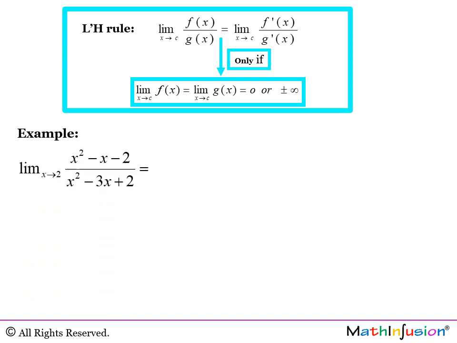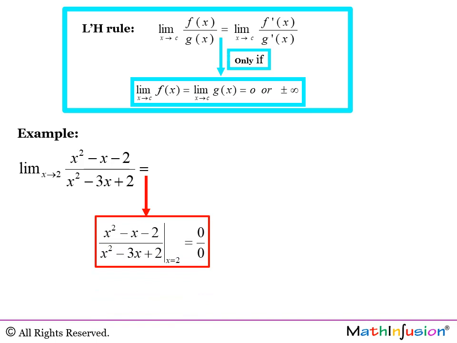Example. Let's find the limit of this rational function when x approaches 2. As usual, we try to substitute, and look what we get. We get 0 over 0. 0 over 0 was always bad news, but now it's even better news, because I can use L'Hopital.